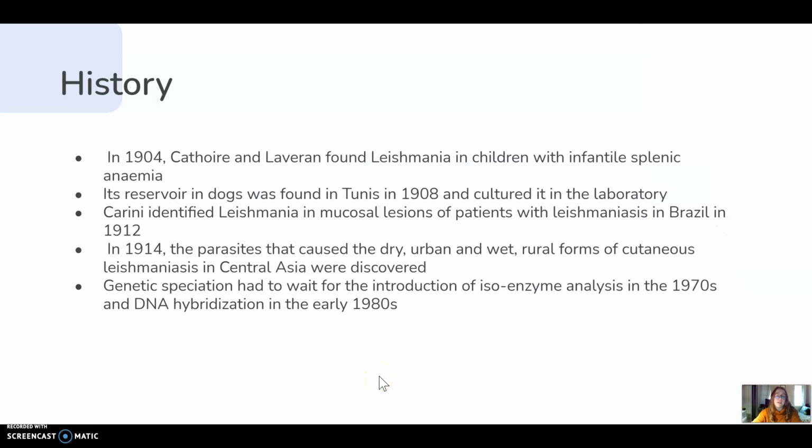It was found in 1904 in children, and it was found in dogs in 1908 and cultured in the laboratory. In 1912, it was found in mucosal lesions in Brazil, and in 1914, the parasites that caused the different forms were discovered. Genetic speciation came much later, in the 1970s and 1980s.